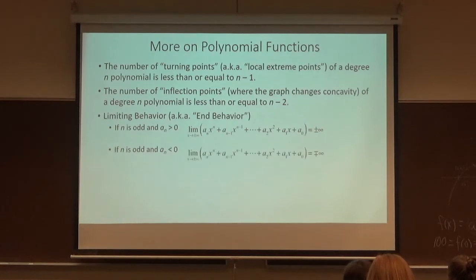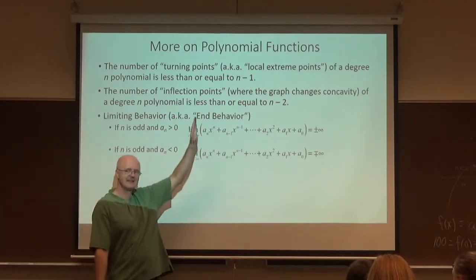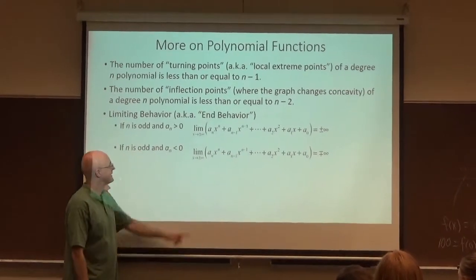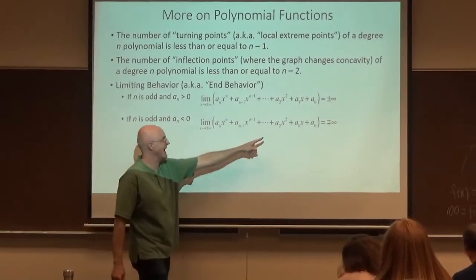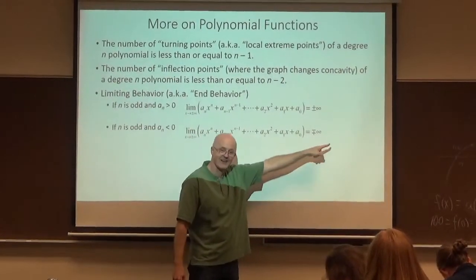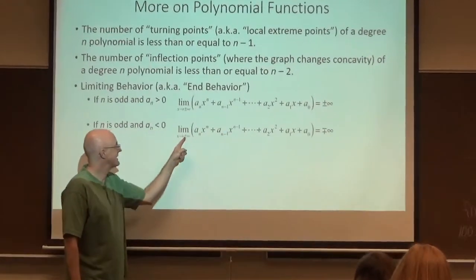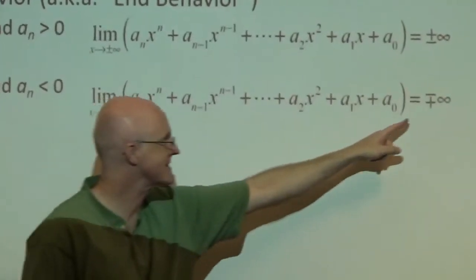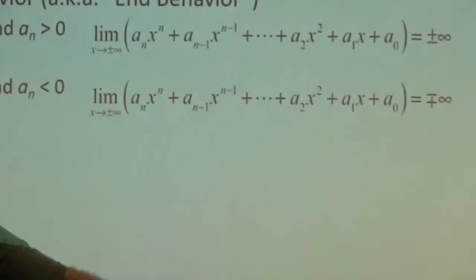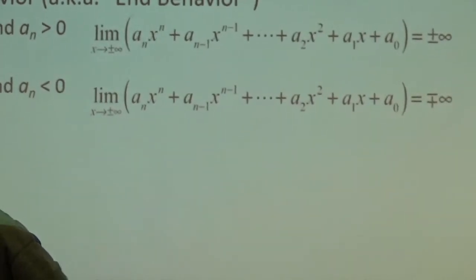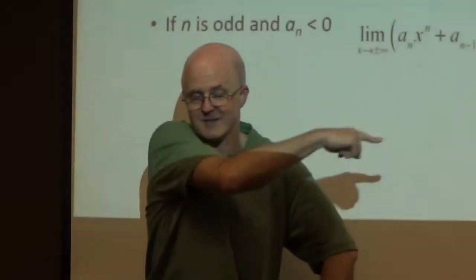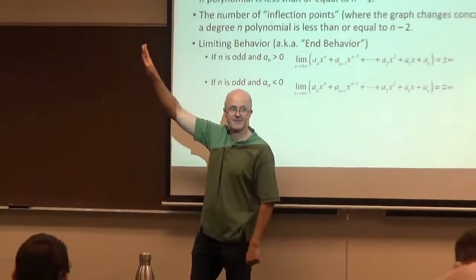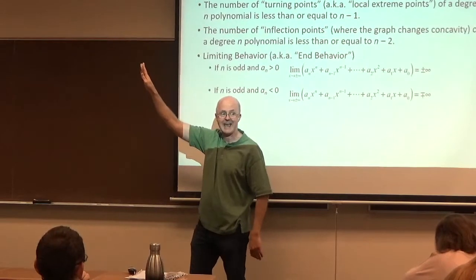that's the other case. That's doing a little dance like that. When an is negative, notice I got a plus or minus infinity there and a minus plus infinity there. The plus infinity here goes with the minus infinity over there, and the minus infinity over here goes with the plus infinity over there. It's like this, okay? Going to minus infinity as x goes to plus infinity. Going to plus infinity as x goes to minus infinity. When n is odd and an is negative.